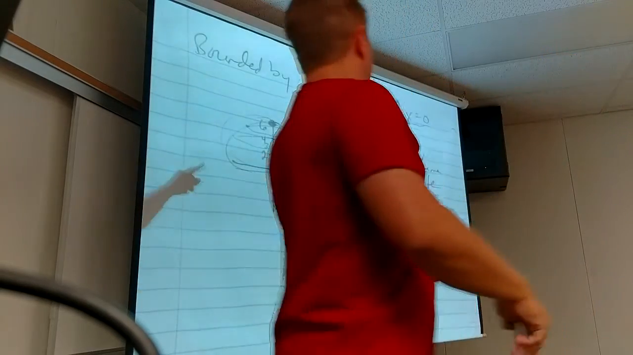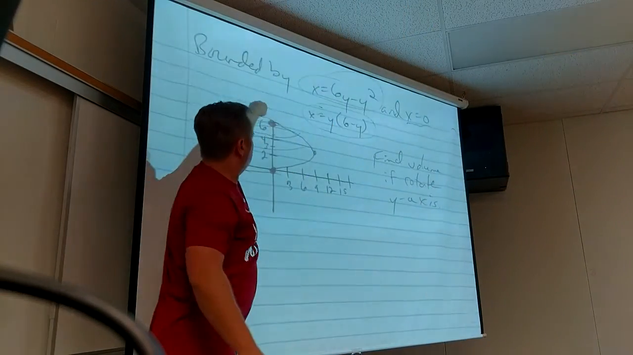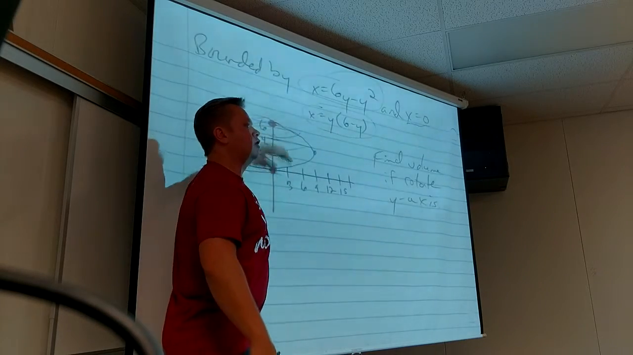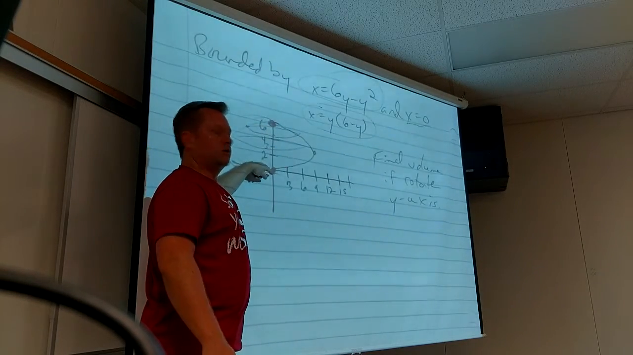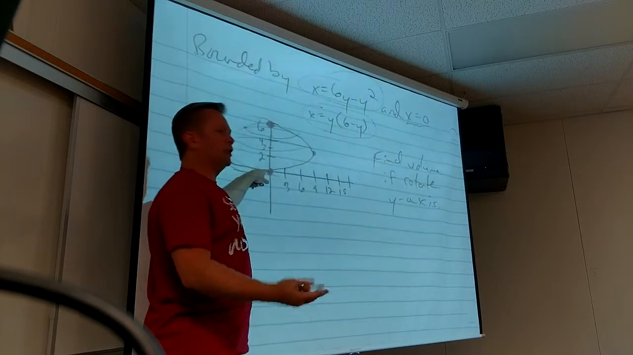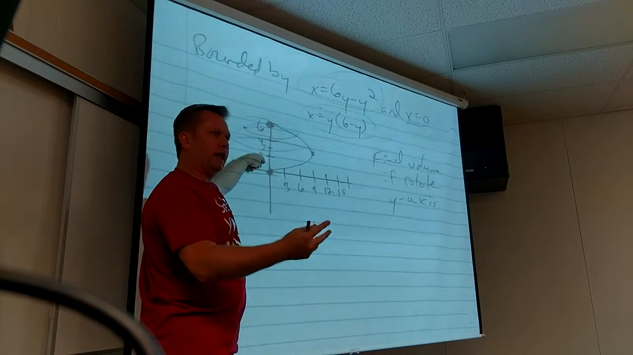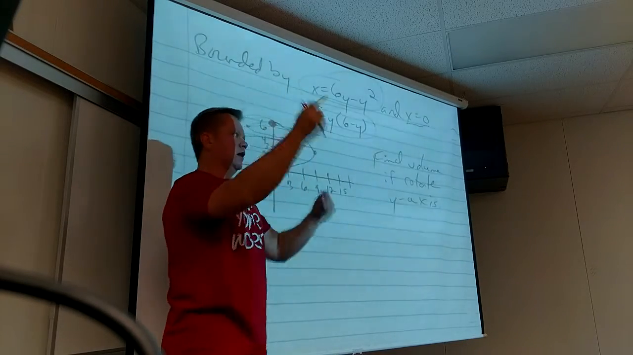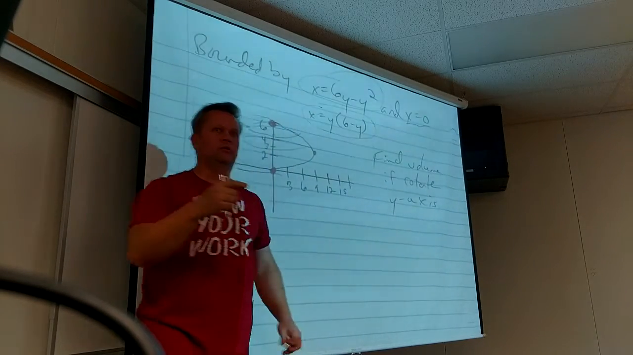So why is the disk method that way? Because if I rotate it around the y-axis, I locate my circles along the y-axis. So I move a little bit, get the circle, add it, move a little bit, get the circle, add it, move a little bit, get the circle, add it. I'm moving along the y-axis. That's where I'm going to find all my circles.